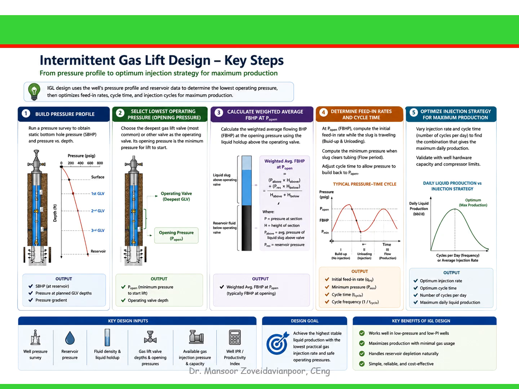Unlike continuous gas lift, intermittent gas lift works in cycles. Fluid accumulates in the tubing, gas is injected, the liquid slug is lifted to the surface, and then the process repeats. Therefore, selecting the correct feed-in time and cycle frequency is critical for maximizing production.